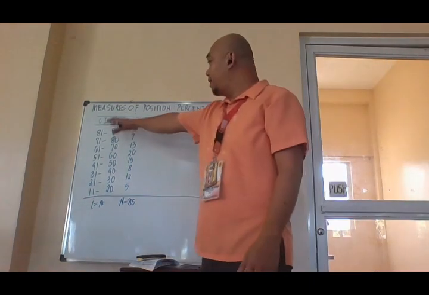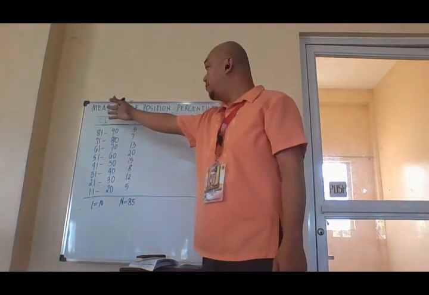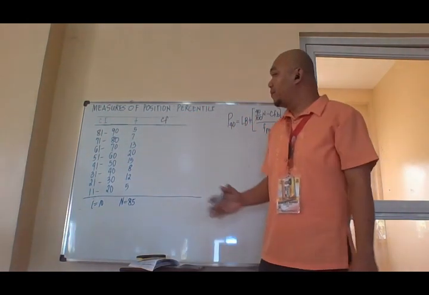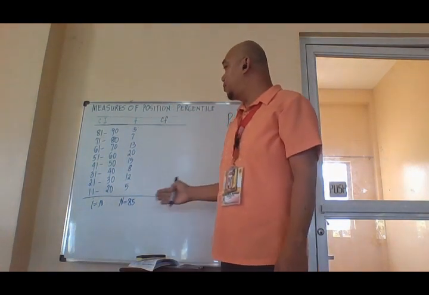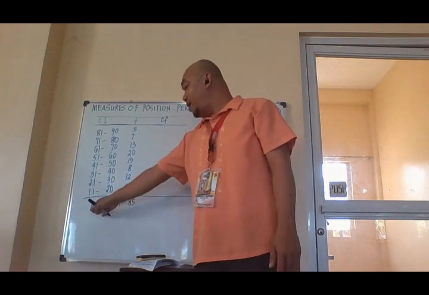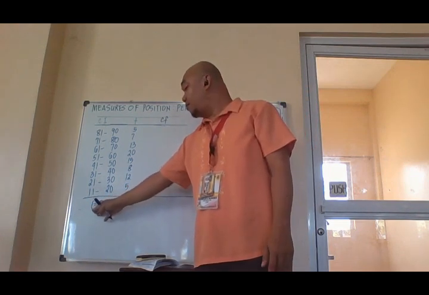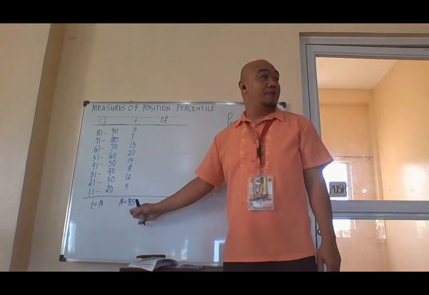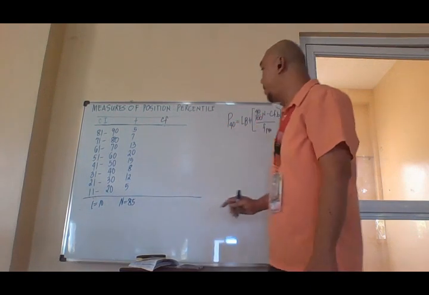And then we have here our data. So in our data, we have the column for class intervals, and then we have the column for frequency. The size of our class interval is 10, and the total number of cases is equal to 85.